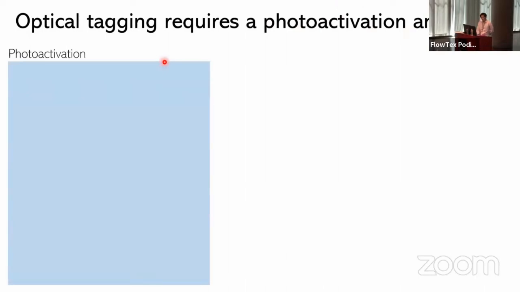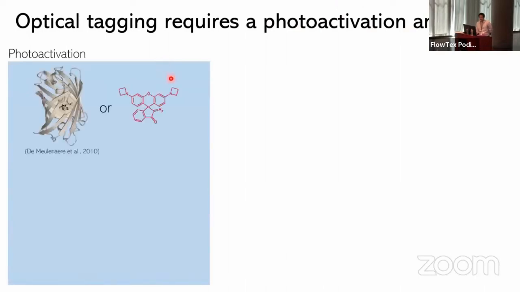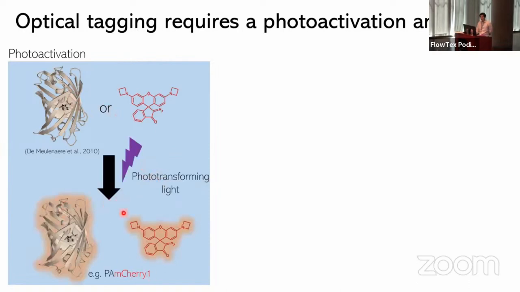Photoactivation utilizes special reagents called photoactivatable fluorescent proteins, or it could be a dye. They are special in that they exist in a dark or dim state, but once you shine a phototransforming light, they activate into a bright fluorescent state. For example, PA-mCherry is a photoactivatable red fluorescent protein. It's dark, but once you shine a violet light, it activates into a bright red fluorescent protein.